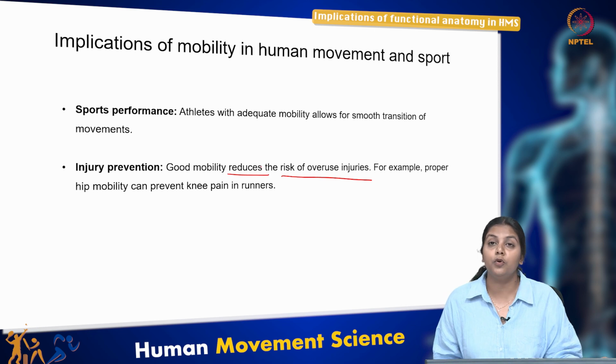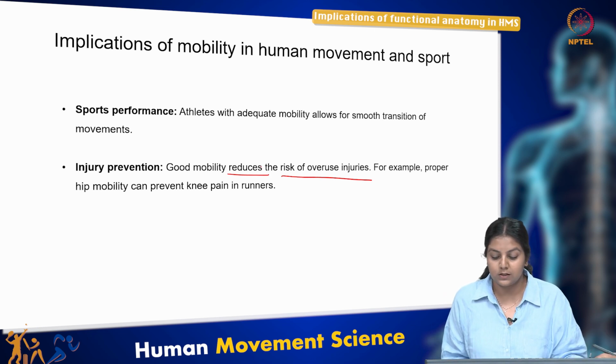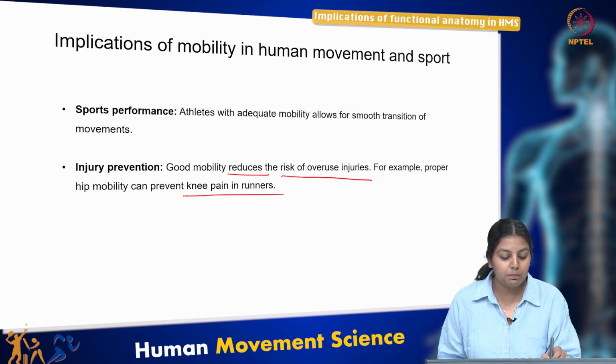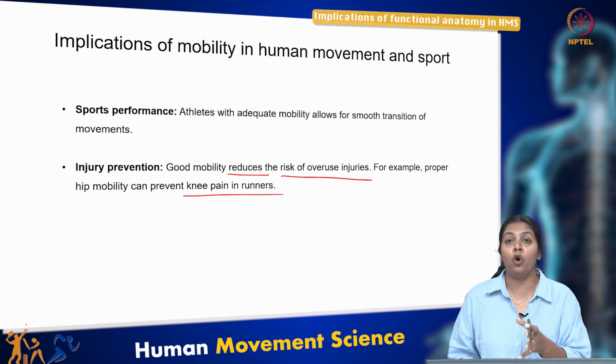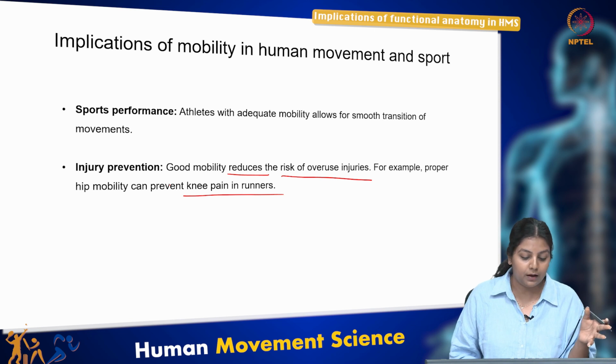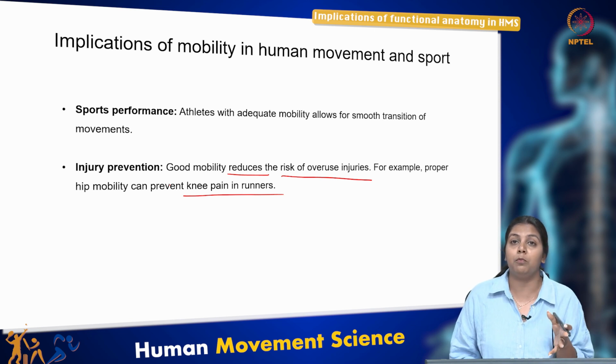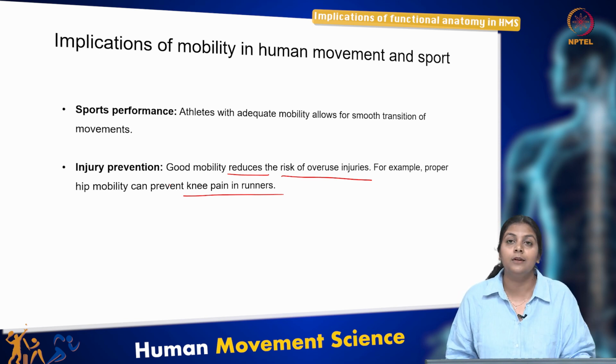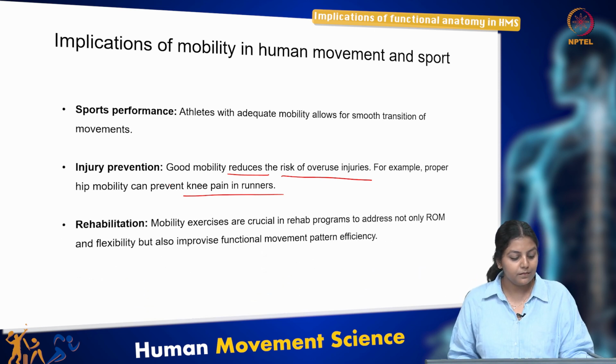reduces the risk of overuse injuries. So for example, proper hip mobility can prevent knee pain in runners, so that your alterations of mechanics that are happening due to limited hip mobility might increase the load on the knee. That might lead to knee pain. So you need to ensure that you have good hip mobility to avoid the same.